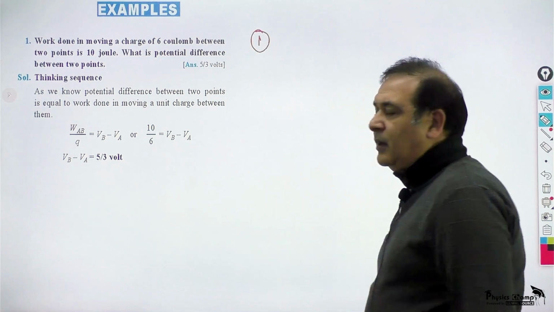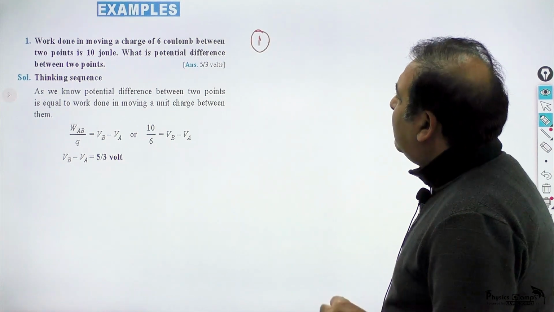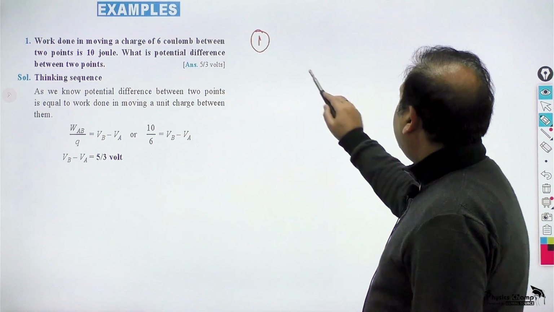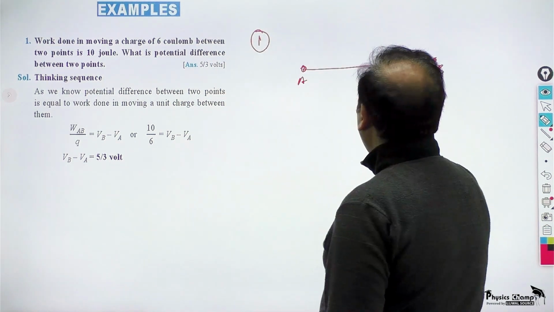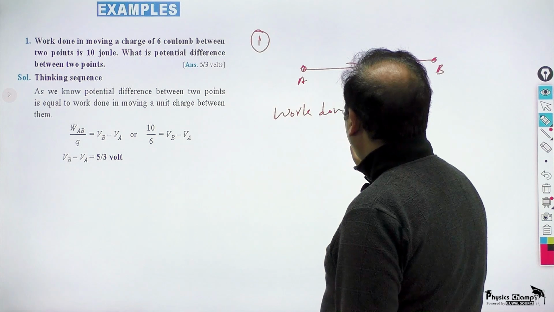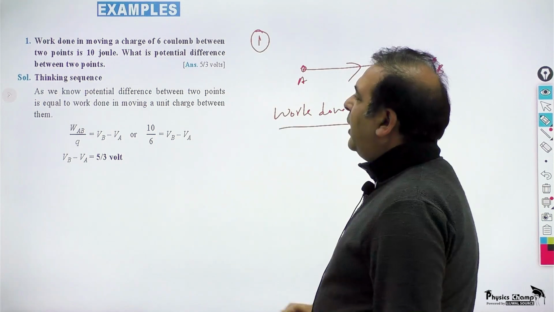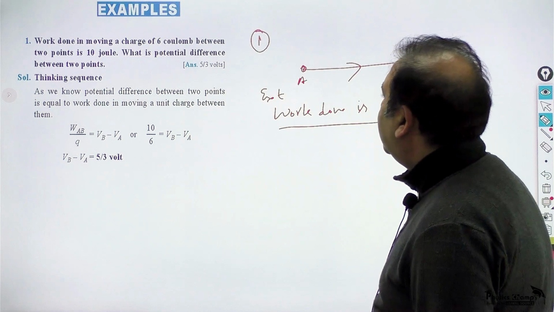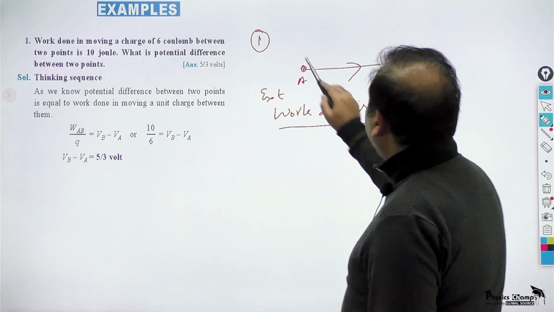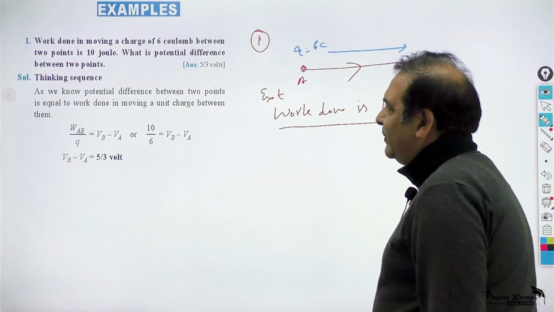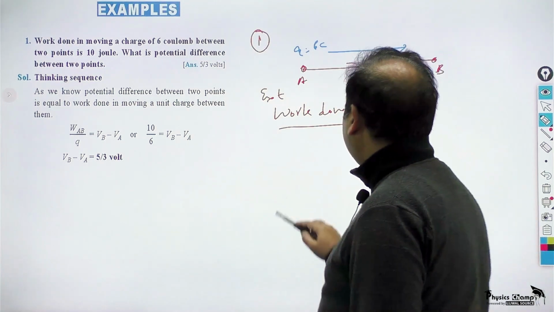Question number 1: the work done in moving a charge of 6 coulomb between 2 points is 10 joule. So I am moving a charge from A to B, and the work done is 10 joule. I take it as external work done. What is the potential difference between those 2 points?